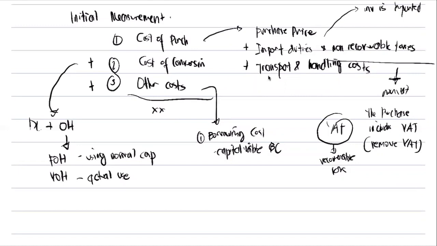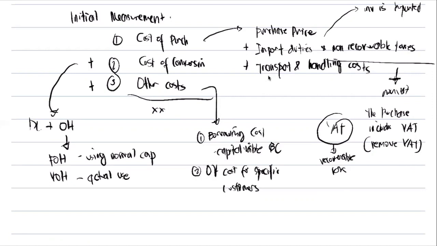Next, you have your overhead costs for specific customers. So what are these overhead costs for specific customers? If it is made to order and you incur overhead specifically for that customer, that overhead is included in your other costs. Okay, so take note of this initial measurement.